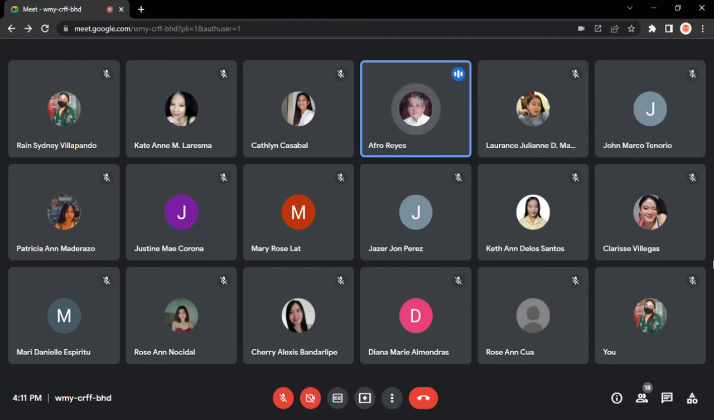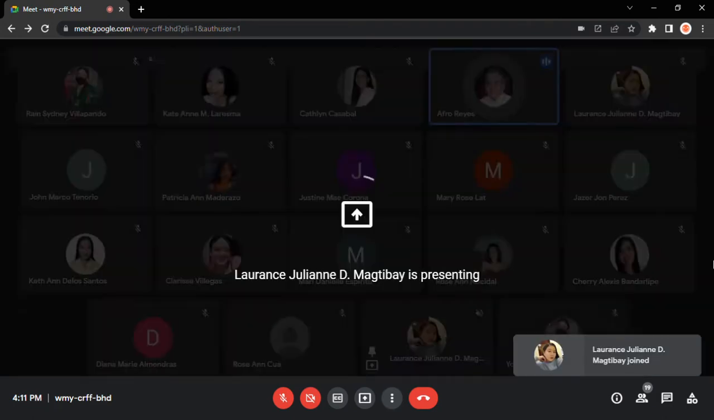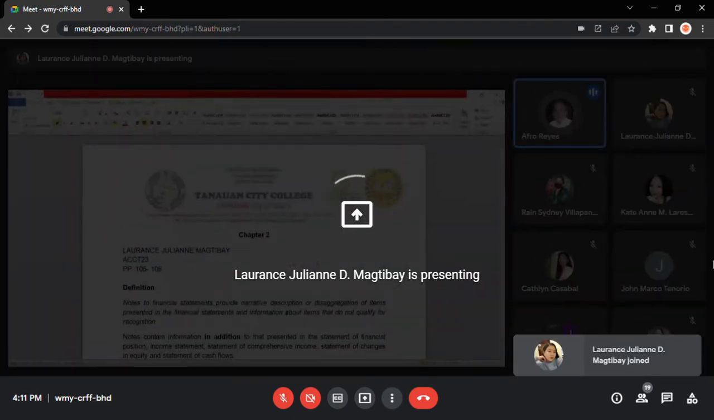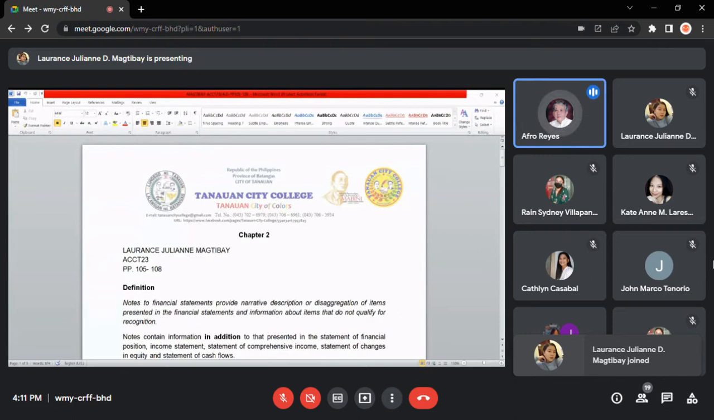As I have said, pagdating sa notes, okay, may makikita tayong mga tabulation, enumeration, pero marami ring narrative.